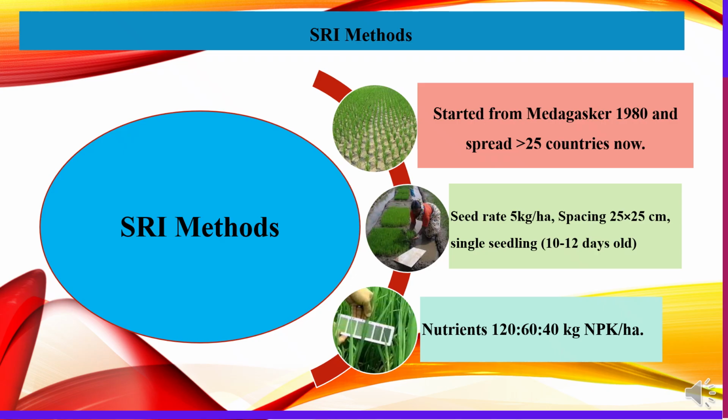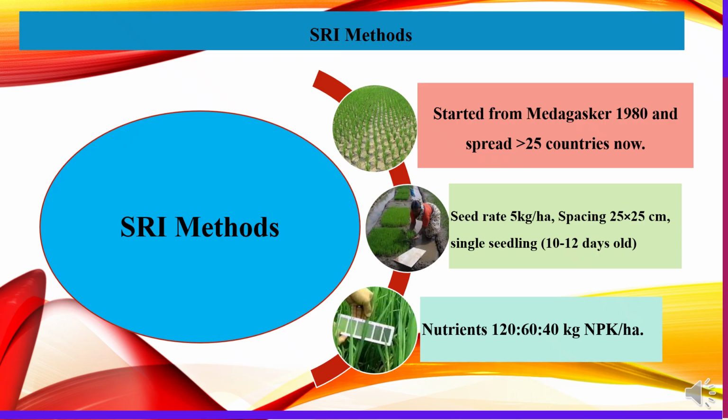Seedling age and transplanting. Only single seedlings, 10 to 12 days old, are transplanted to avoid root damage and to promote vigorous tillering. Young seedlings establish quickly and produce more productive tillers than older seedlings. Nutrient management. Recommended fertilizer application: 120 kg nitrogen, 60 kg P2O5 and 40 kg K2O per hectare. Organic manures or compost can also be incorporated to improve soil structure and microbial activity.